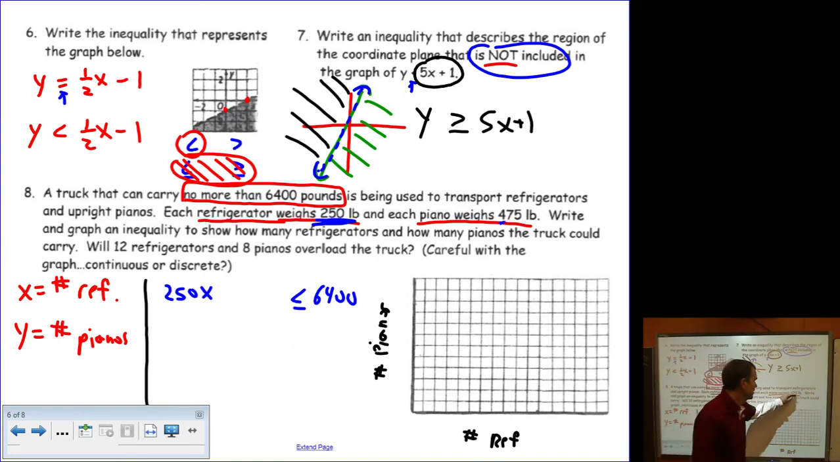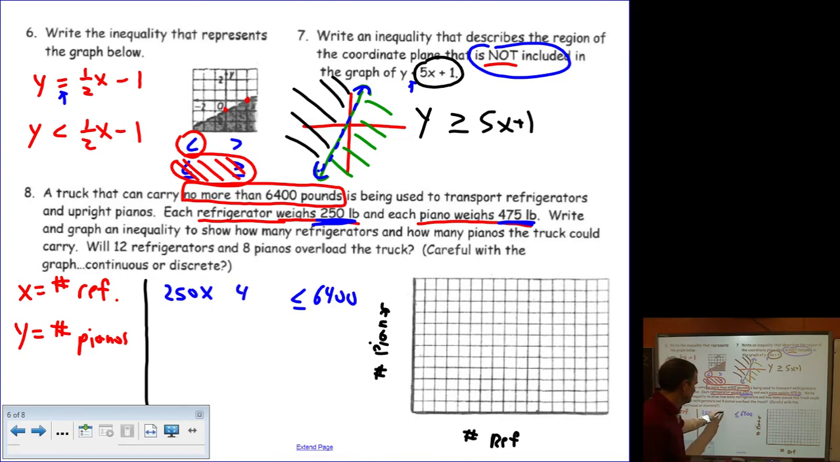And the pianos weigh 475 pounds, and I've got y of them. So 475 times y would be the weight of the pianos. And all that weight, the refrigerators plus the pianos, needs to be less than or equal to 6,400 pounds. So there's my equation, or inequality. I'm ready to graph that now.